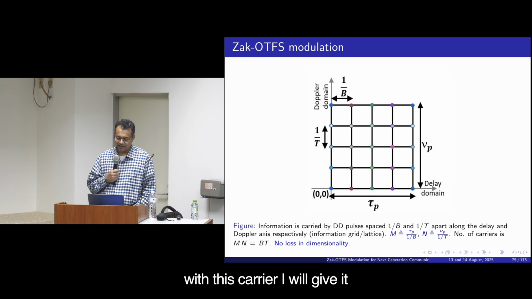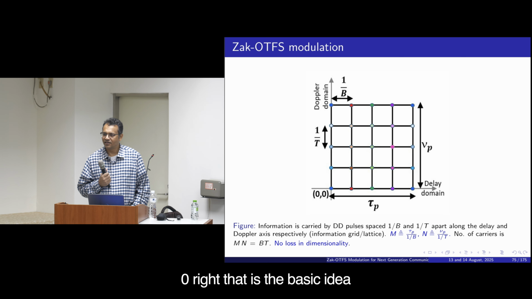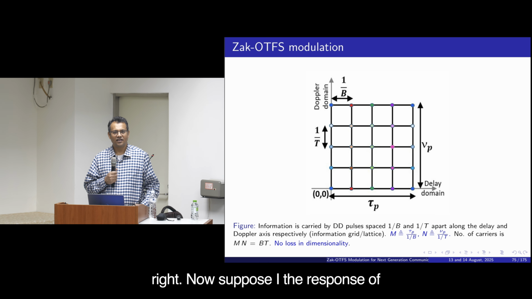I will start with this carrier, I will give it a Doppler shift of 2 times 1 over T, right? So, that gives me this carrier, right? And then on this carrier I will give it a delay shift of 1 over B, and then I will get this carrier, right? That is how all these other carriers are generated from this carrier at 0 0, right? That is the basic idea, right?